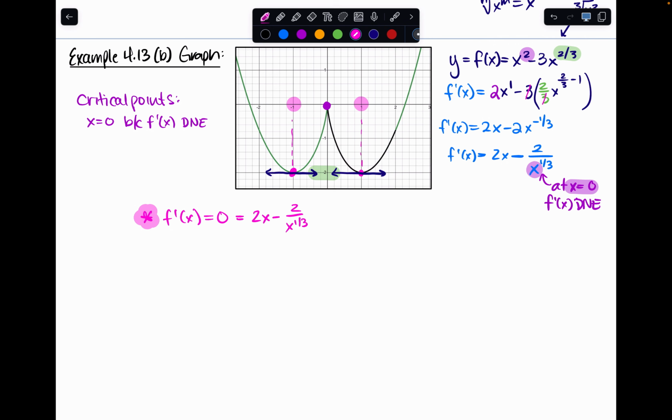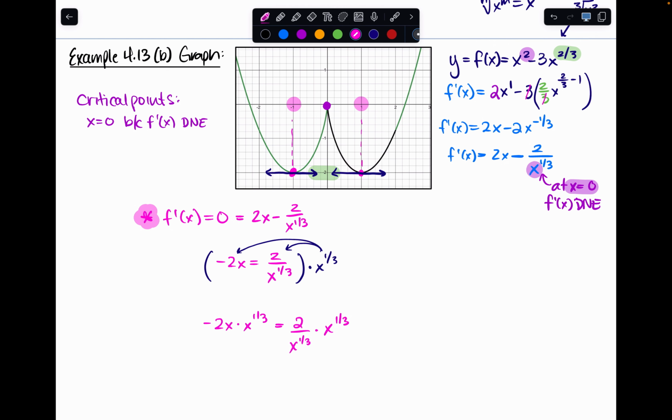And you can do this a couple of ways. I recommend isolating this term over here. So subtract over the 2x. And then I would personally try to annihilate that denominator and multiply by x to the 1/3. If I multiply by x to the 1/3, then what I have is negative 2x times x to the 1/3 equals 2 over x to the 1/3 times x to the 1/3.